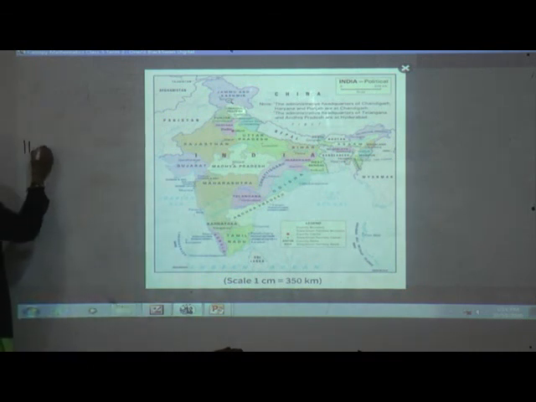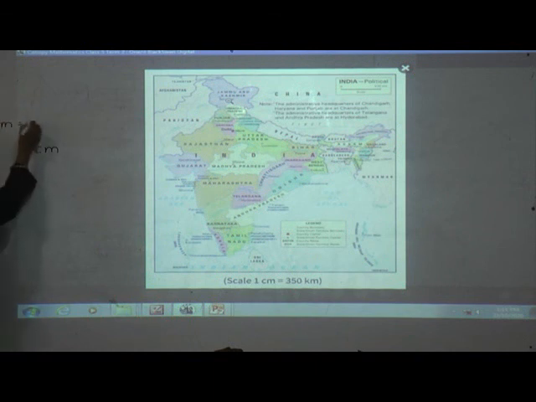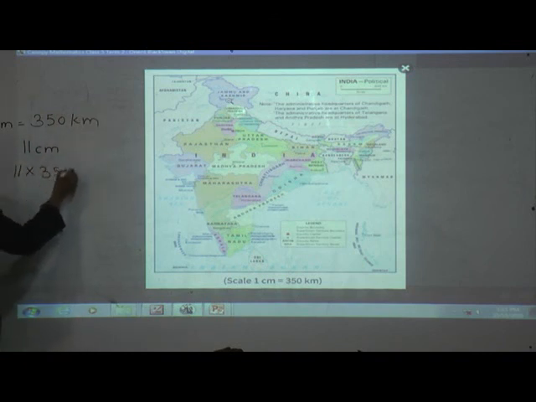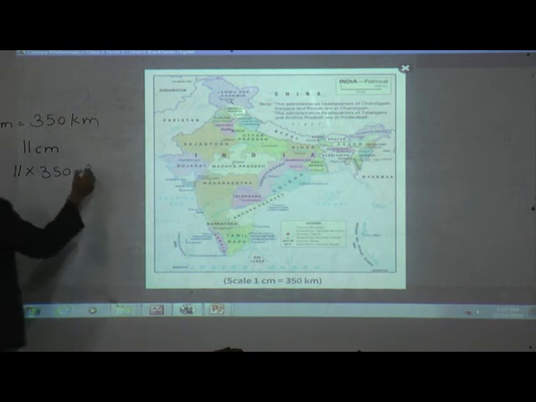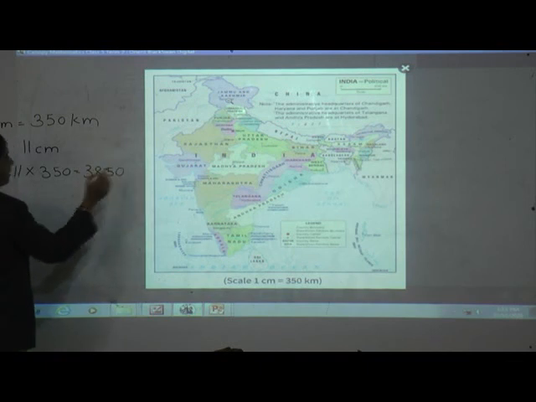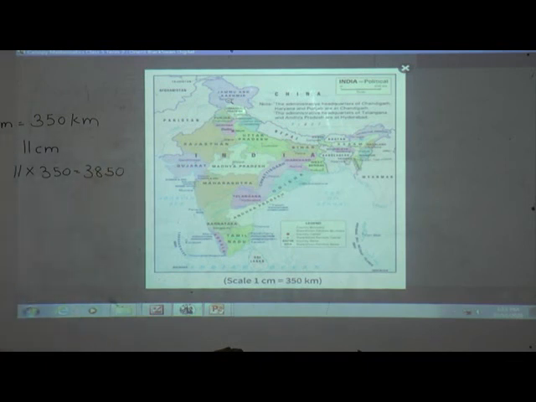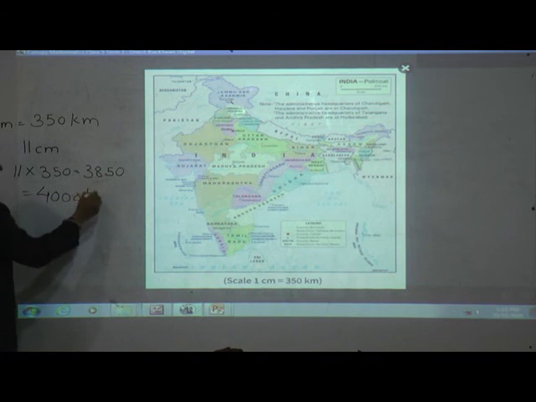But they have given us the scale. 1 centimeter is equal to 350 kilometers. So just multiply 350 by 11. Yes students, do the multiplication. You will get 3,850. Okay. So students, the approximate value is 4,000 kilometers. So this one is the answer.